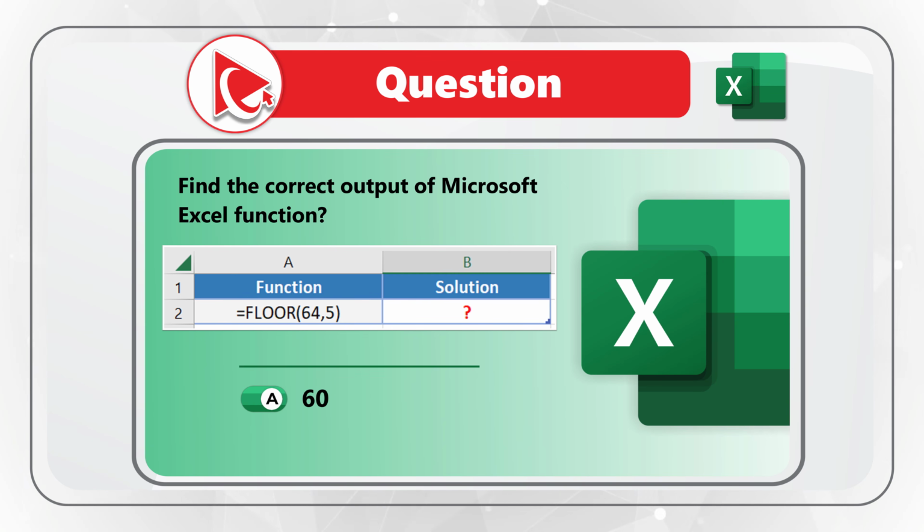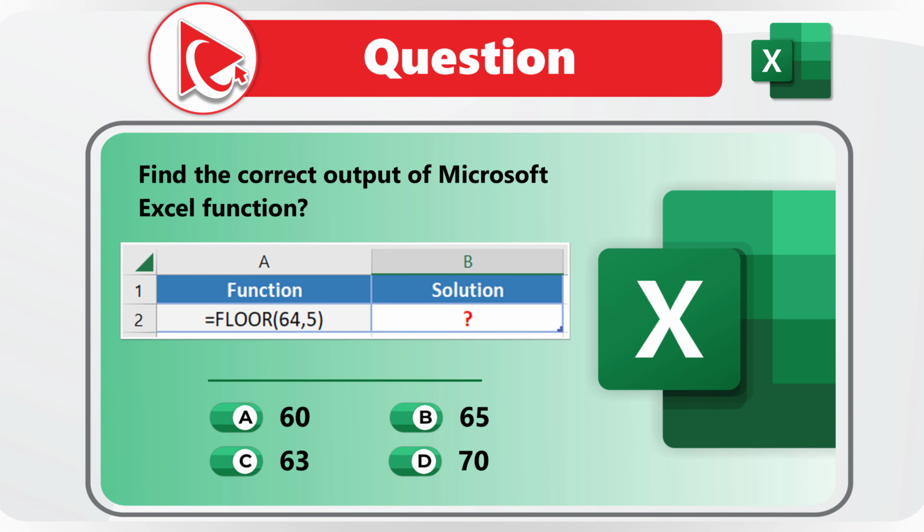Choice A, 60. Choice B, 65. Choice C, 63. And last but not least, choice D, 70. Take a close look, refresh your memory, and see if you can select the right answer.